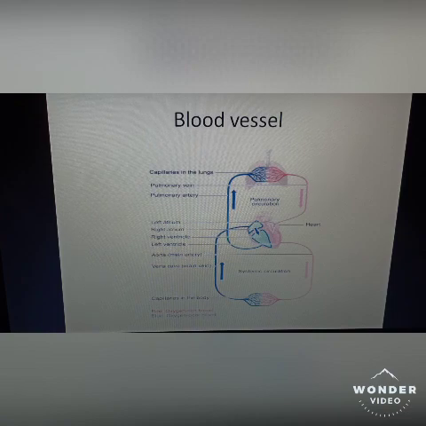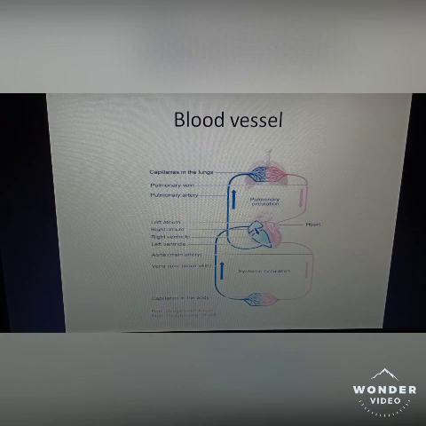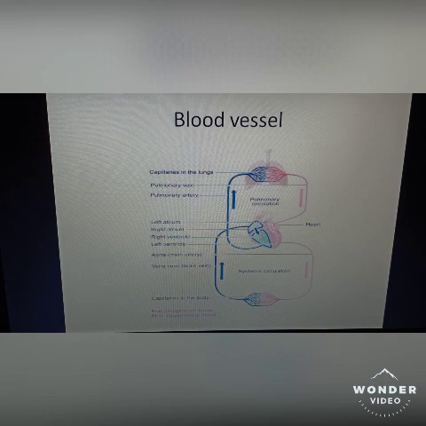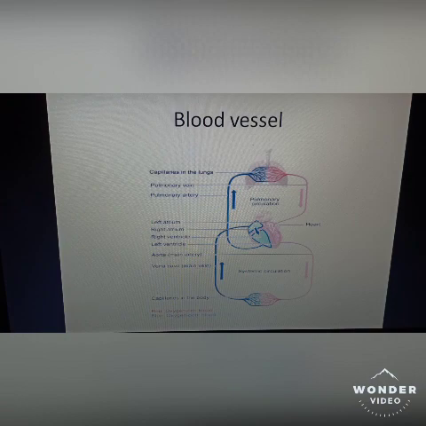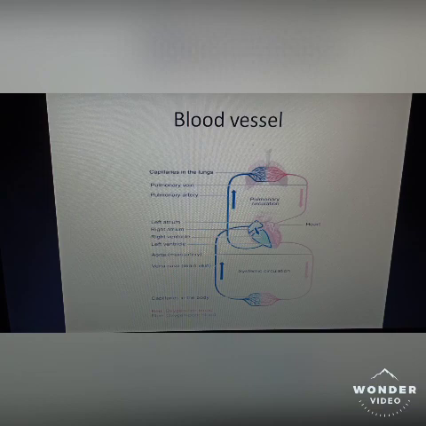So ranking the blood pressure from highest to lowest, 10 being the highest and 1 being the lowest. The 10th is aorta, the 9th is systemic artery, 8th is pulmonary artery, 7th arterioles, 6th systemic capillary, 5th pulmonary capillary, 4th venules, 3rd veins, 2nd superior vena cava, and the last is inferior vena cava.